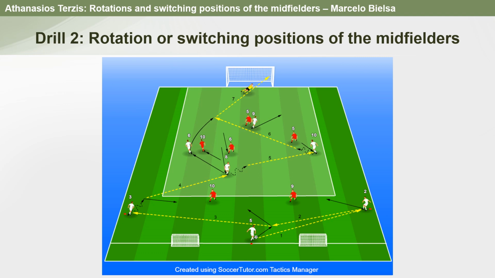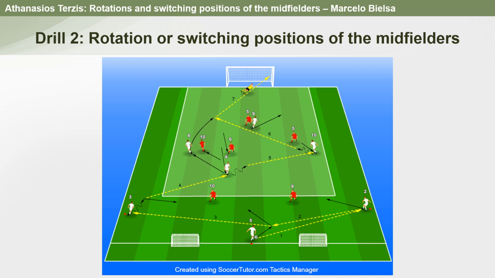The drill starts with the defenders of the white team who pass the ball to each other, while the two red forwards stay passive. When one of the defenders decides to move forward with the ball, the white midfielders carry out either rotating movements or switching of positions in order to receive free of marking, turn, and then try to score against the four defending players.